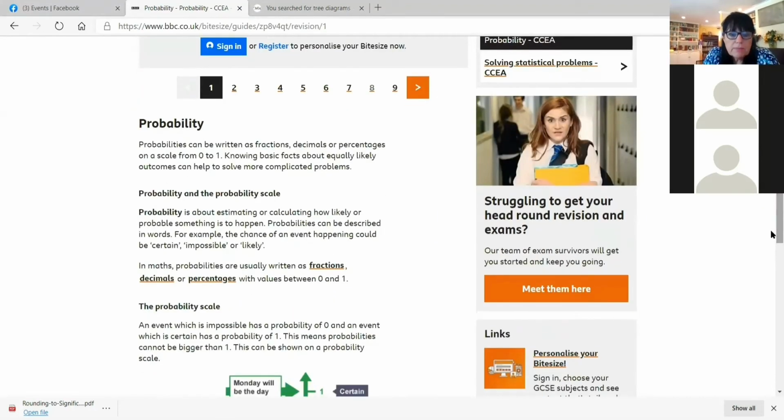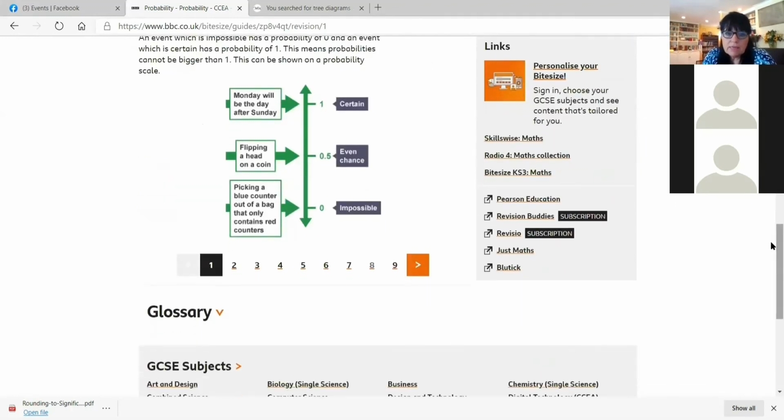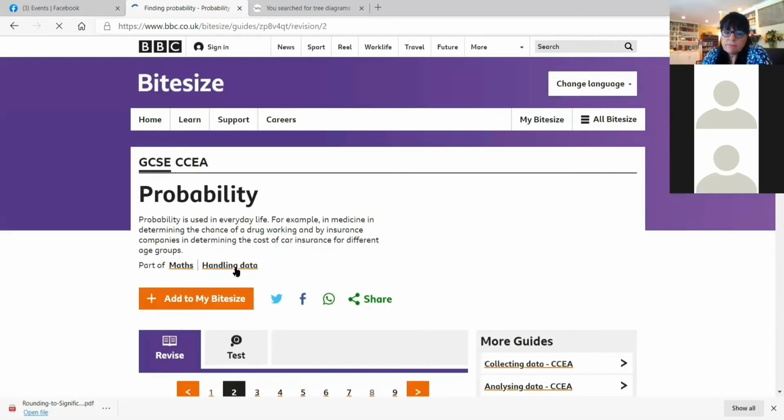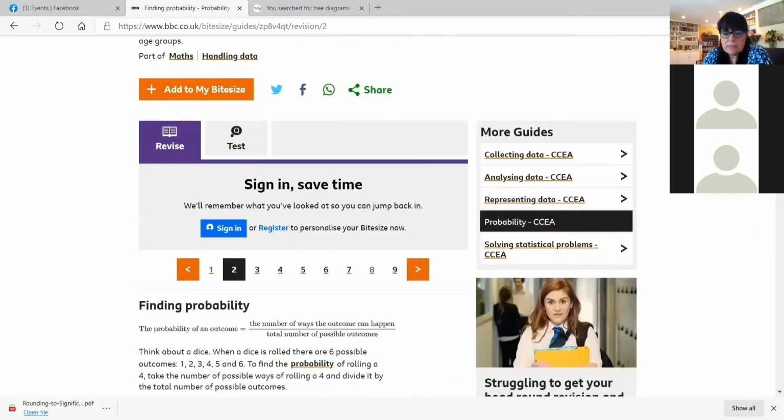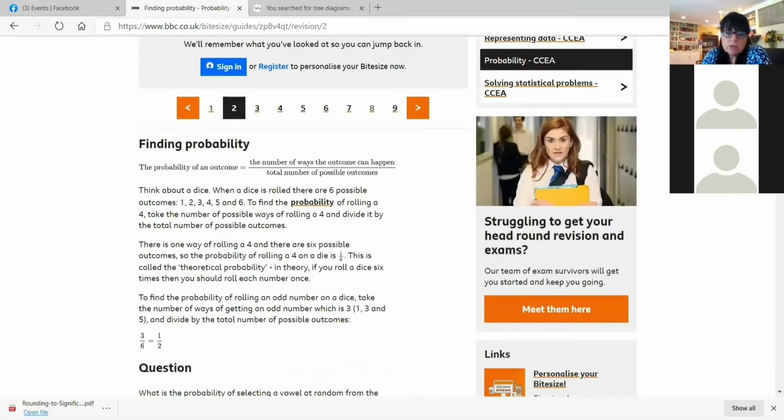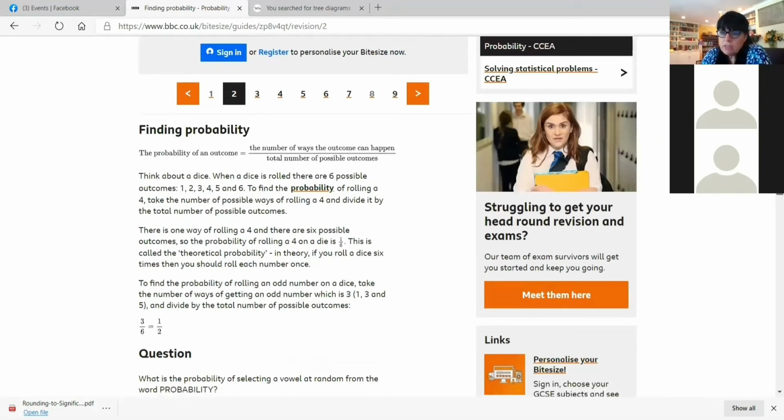So the probability scale is between 0 and 1. We've already looked at that, right? Monday will be the day after Sunday is certain, so that's 1. Flipping a head on a coin, you've got an even chance, so it's a half. And picking a blue counter out of a bag that has only red counters is impossible, so the probability will be 0. Then the second thing they look at, they just explain how you can write it as a fraction, right?